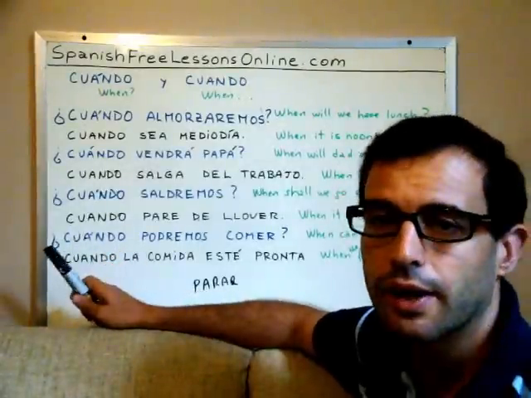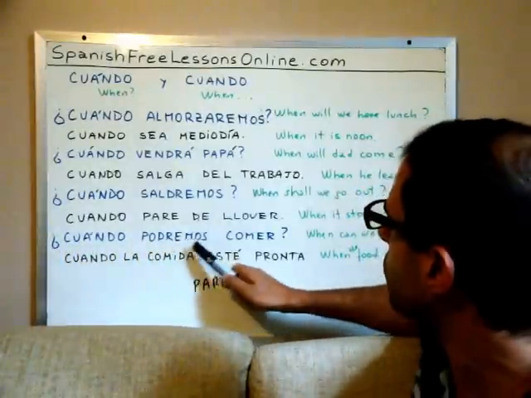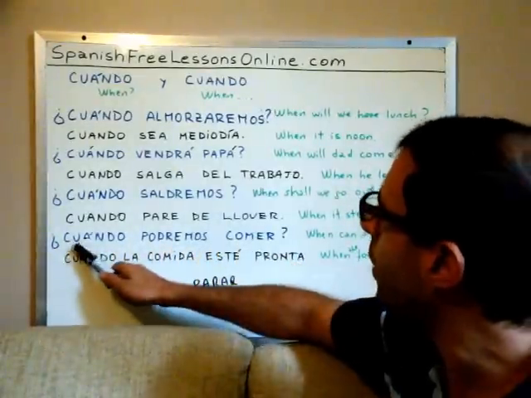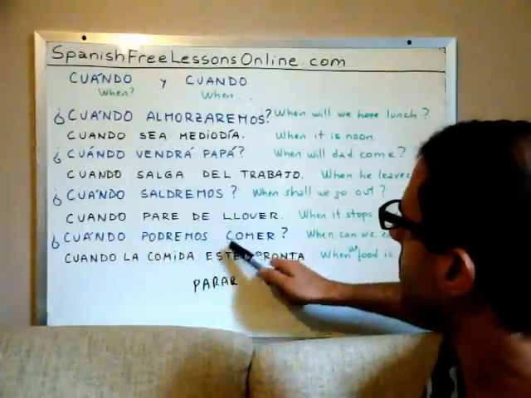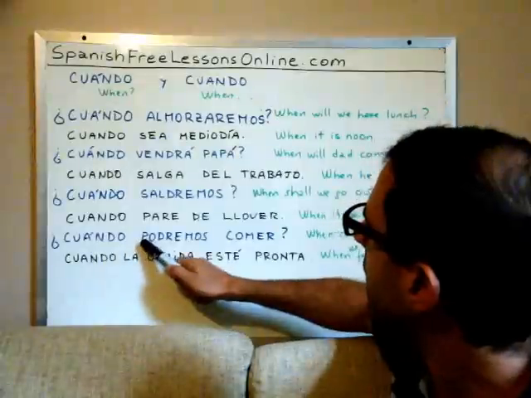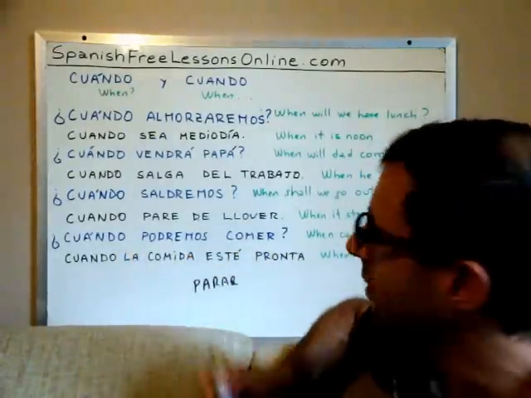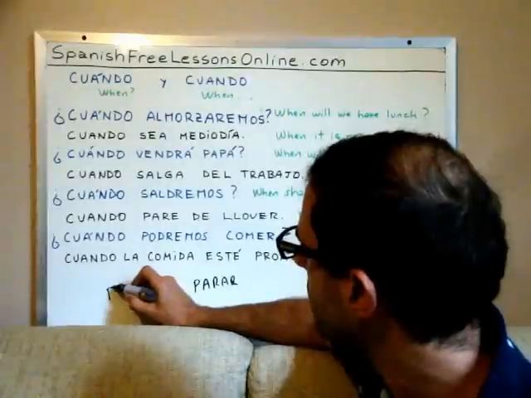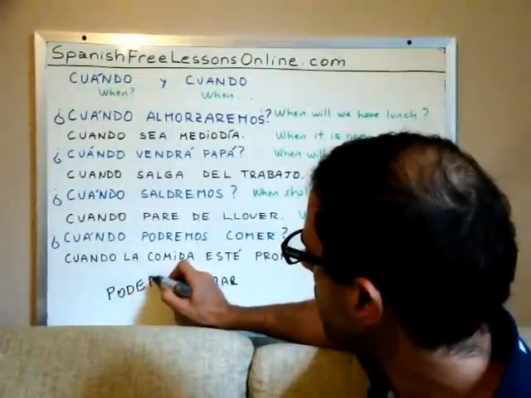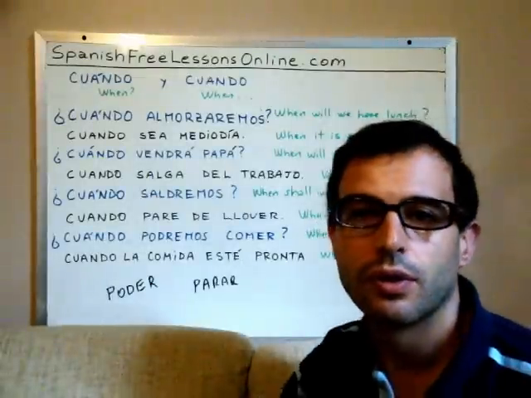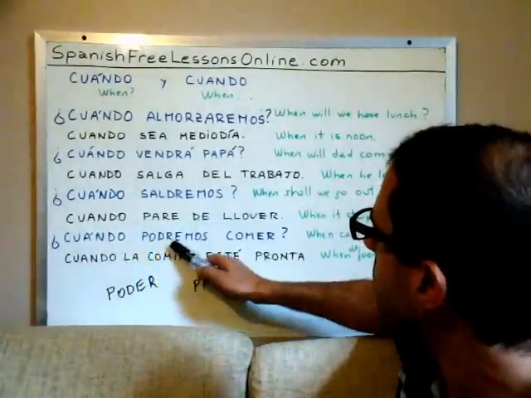Now our last example is ¿Cuándo podremos comer? When will we eat? When can we eat? Podremos is future tense of verb poder. Poder. This means to can or to be able to. So, when can we eat?